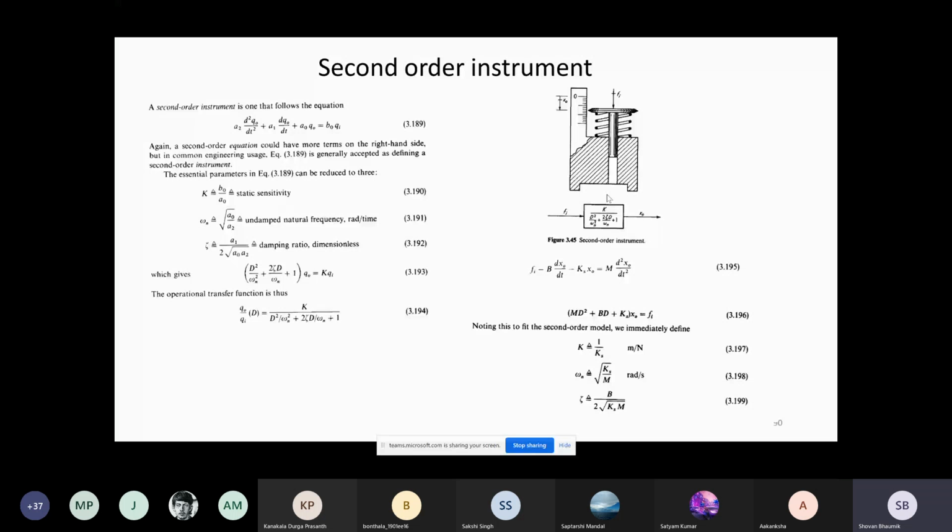Then you have a displacement and a spring. When displacement occurs, the spring will exert an opposite force proportional to the displacement. So the opposite force will be Ks, a constant, into x0. The resultant force then becomes Fi minus B dx0/dt minus Ks x0, and this force will be M, where capital M is the mass, into d2x0/dt2.